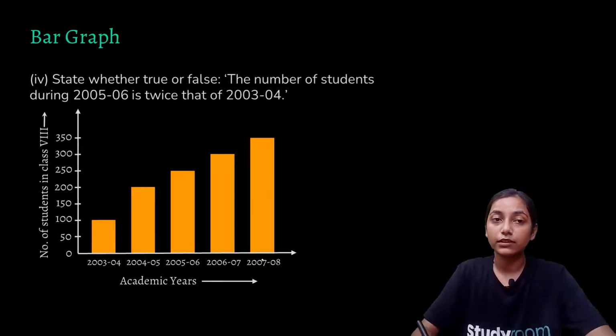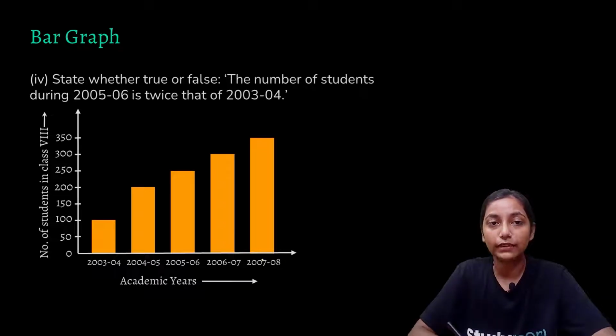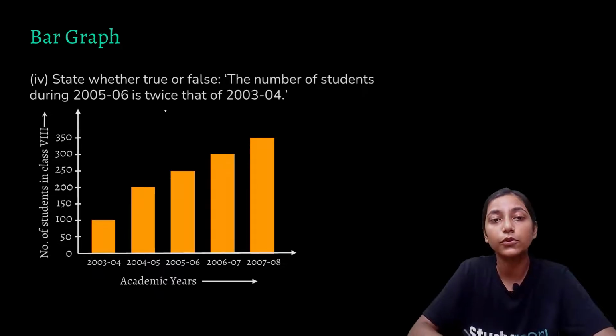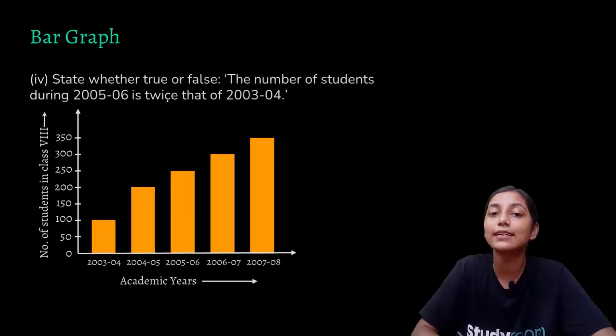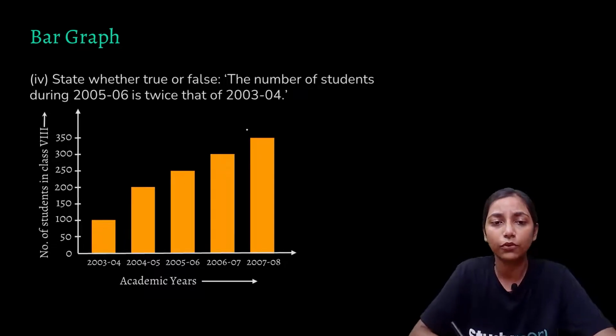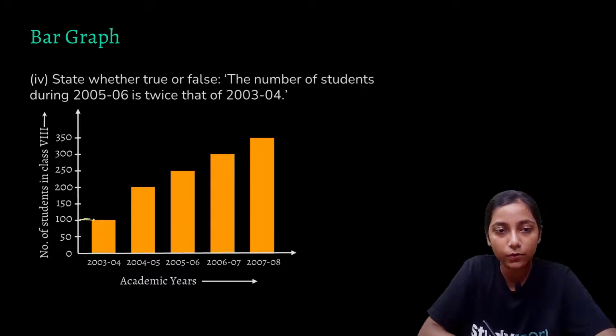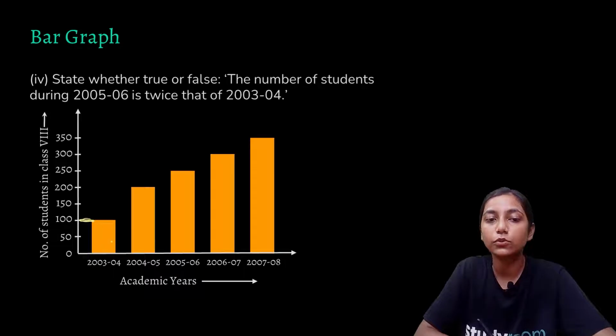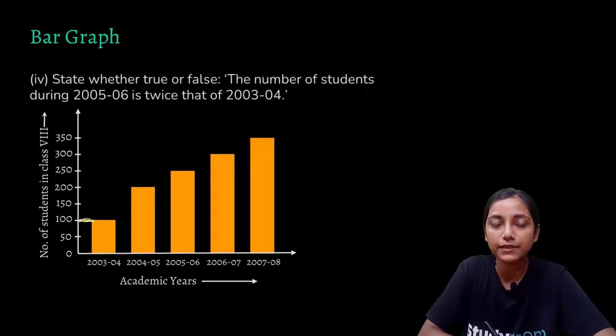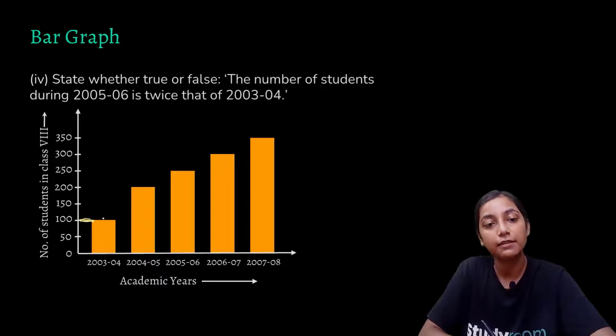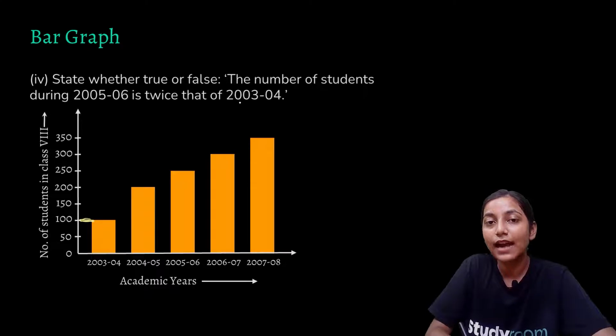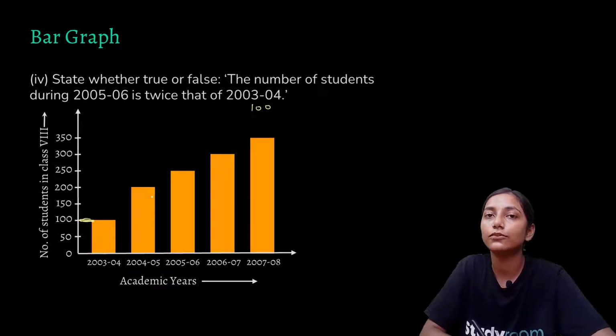We have one more question, where we need to find whether the given statement is true or false. The statement is: the number of students during 2005-2006 is twice that of 2003-2004. So how many students were there in 2003-4? There were 100. You can see that this height corresponds to this value. This bar represents this value, that is 100. So we had 100 students in the 2003 to 2004 session.